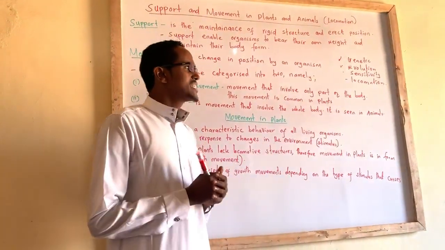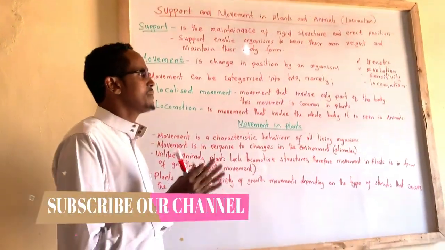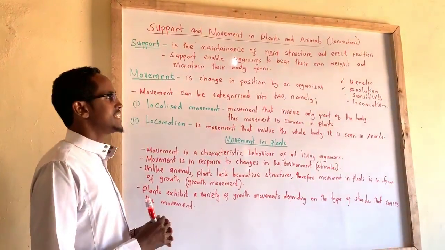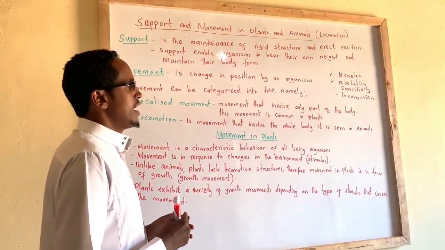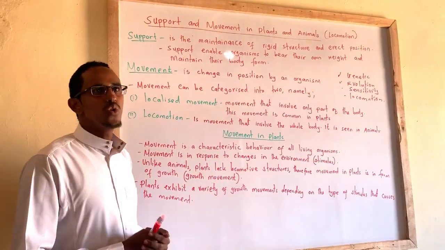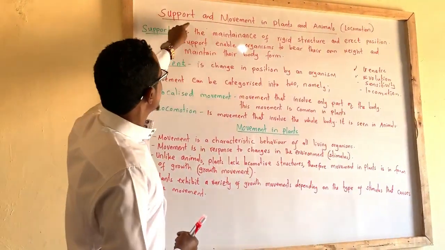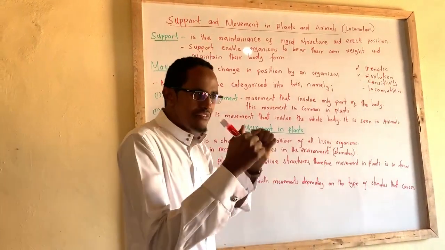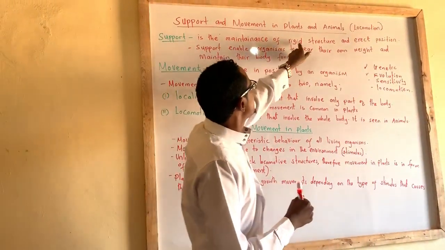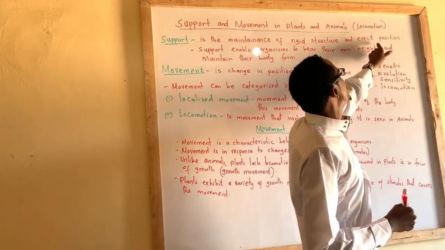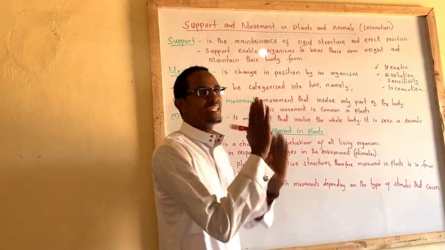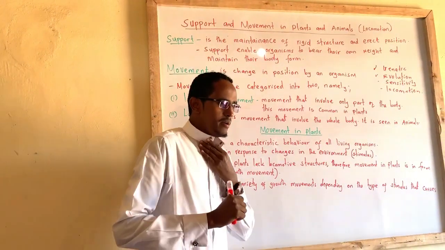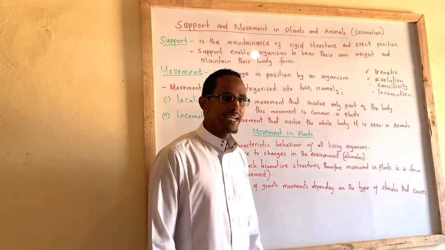All living organisms must have a system that gives them a rigid structure, a system that will enable them to carry their own weight. When I say support, I'm saying support is the maintenance of a rigid, firm structure. When you have a firm structure, you are able to maintain an erect position. For example, as a teacher, I am standing upright like this.